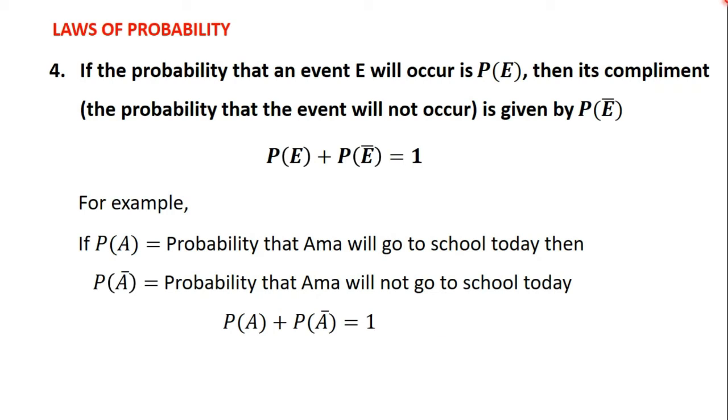Here is another example. If P(R) is the probability that it will rain today, then P(R complement) is the probability that it will not rain today. And P(R) plus P(R complement) is equal to 1. So anytime you add a probability to its complement, you will get 1.